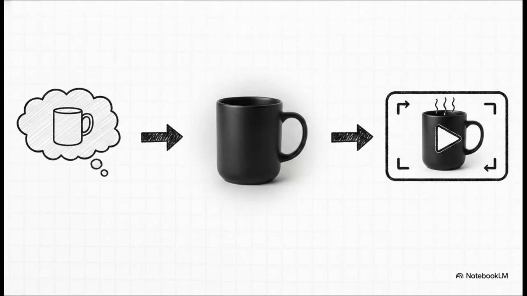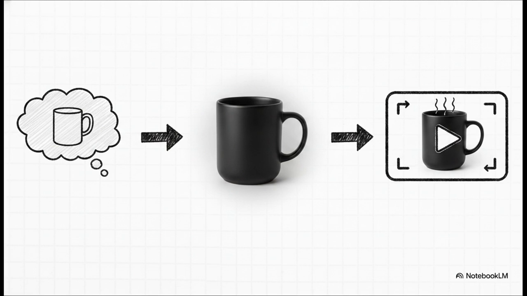But wait, it doesn't stop at text. It also completely zeroes out your budget for expensive professional photo shoots. You can conjure up these ultra-realistic, custom, cinematic 16:9 hero images right inside the platform. Say you're building a website for a minimalist coffee brand. Just describe a matte black ceramic mug sitting in soft morning light, and boom, professional-grade image. And it gets even wilder.